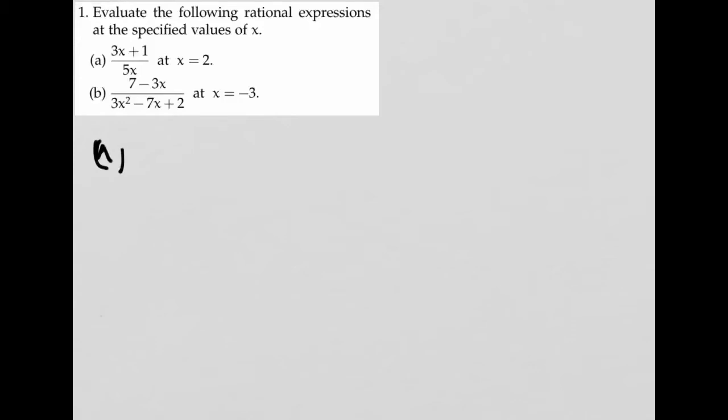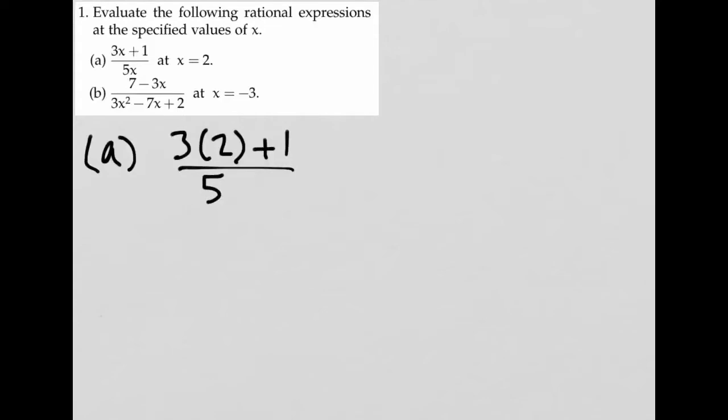Part A. Three times 2 plus 1 divided by 5 times 2. That's 7 over 10. Part B.